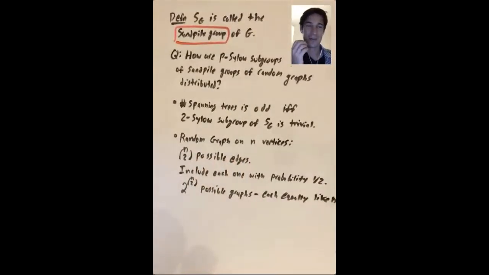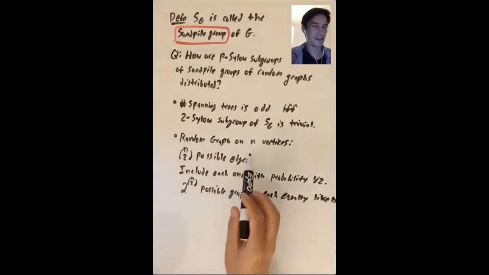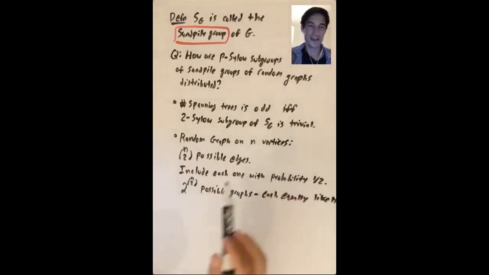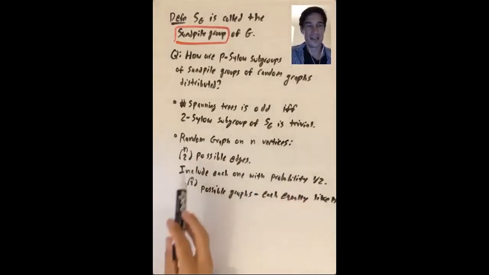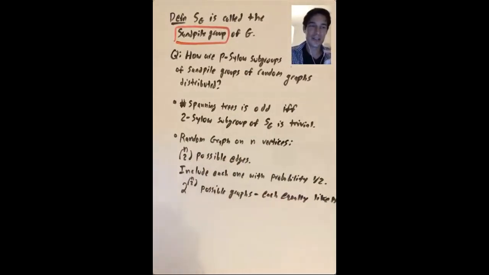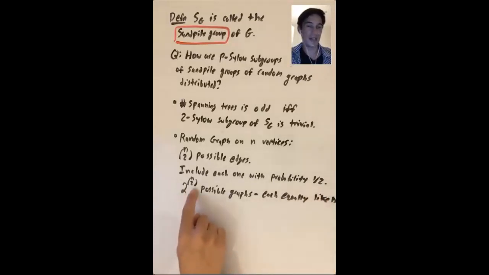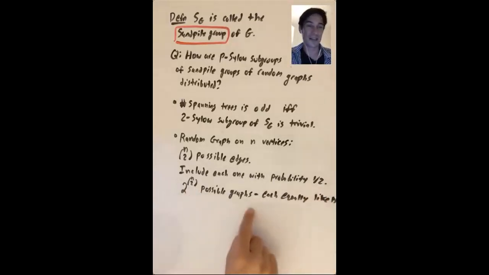Okay, what does it mean to take a random graph? So what's a random graph on n vertices? One way of choosing a random graph is you have n vertices. There's n choose 2 possible pairs of vertices, so there's n choose 2 possible edges. I'm just going to flip a coin for each one and independently include it with probability 1/2. There's 2 to the n choose 2 power possible graphs I could get. Each one is equally likely.